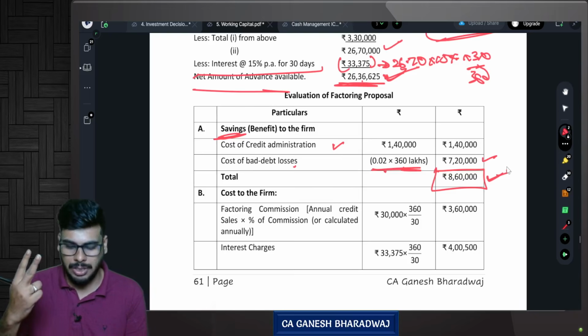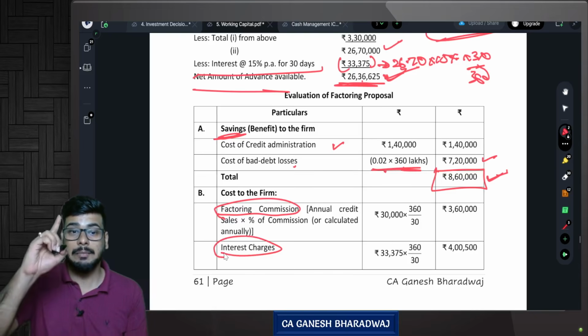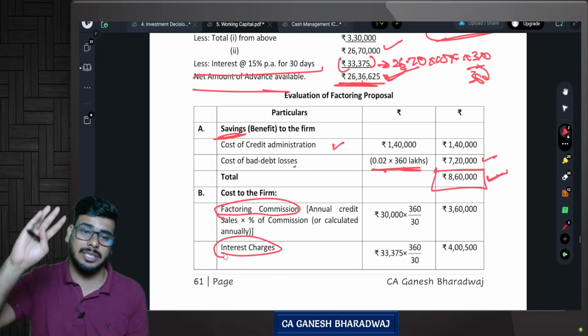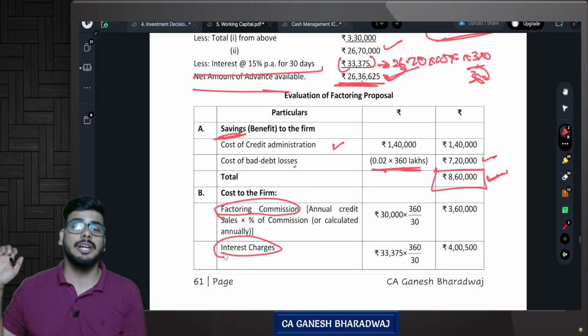There are only two costs. What are the costs here? Factoring commission and interest charges. Remember that the reserve amount is not a cost. He will release it after 30 days, so don't worry about it. That is just him withholding it for security purposes.